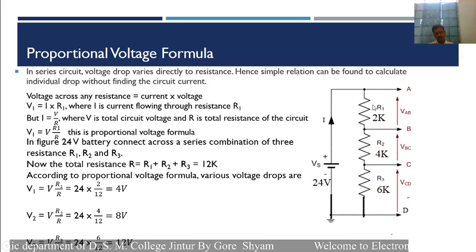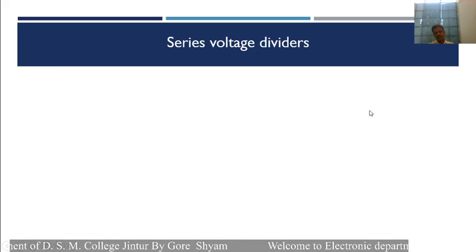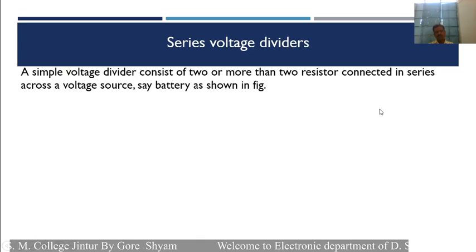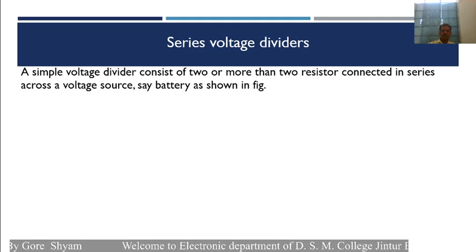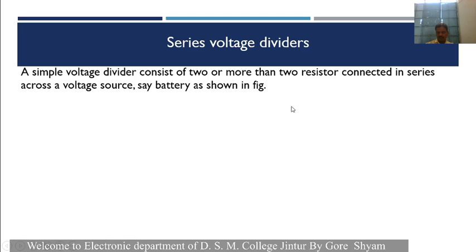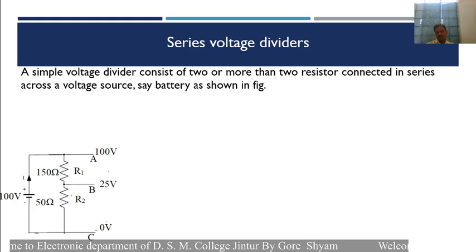So this is the proportional voltage formula. And let us see the series divider, that is the series voltage divider. A simple voltage divider consists of two or more resistances connected in series across a voltage source. And the voltage divider is like this: when we connect two or more resistances across the voltage source, then each resistance works as a voltage divider, like this.